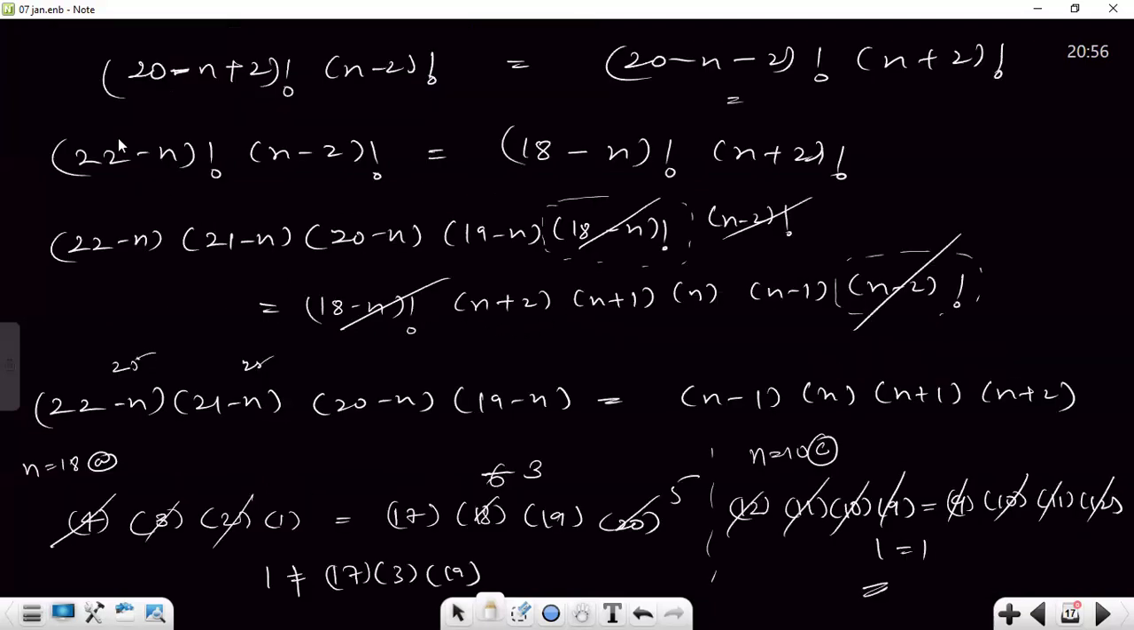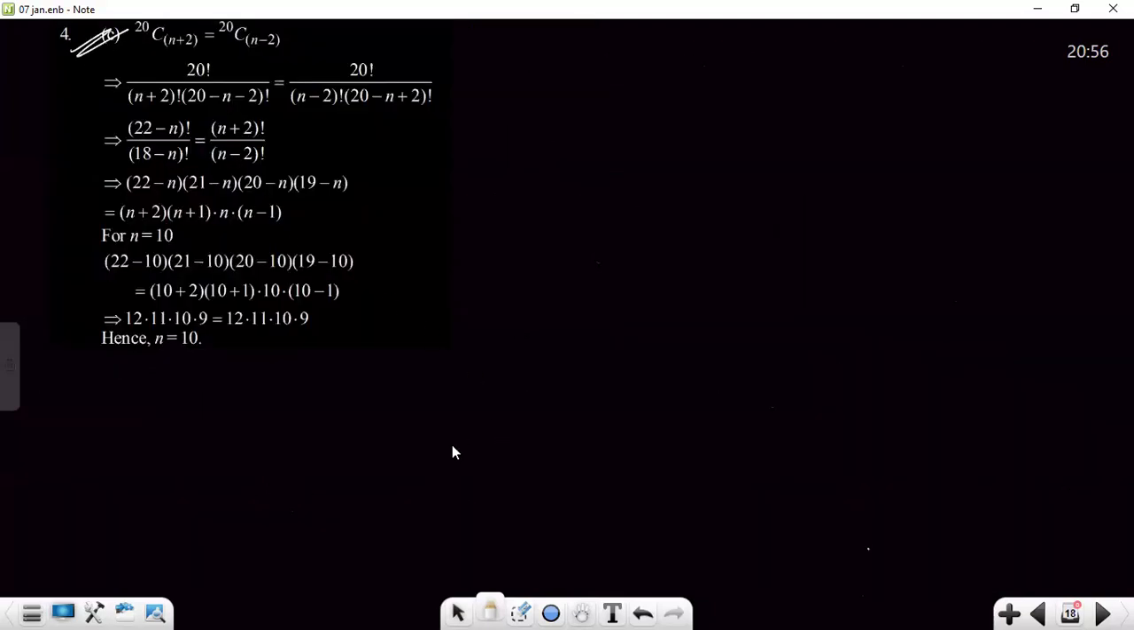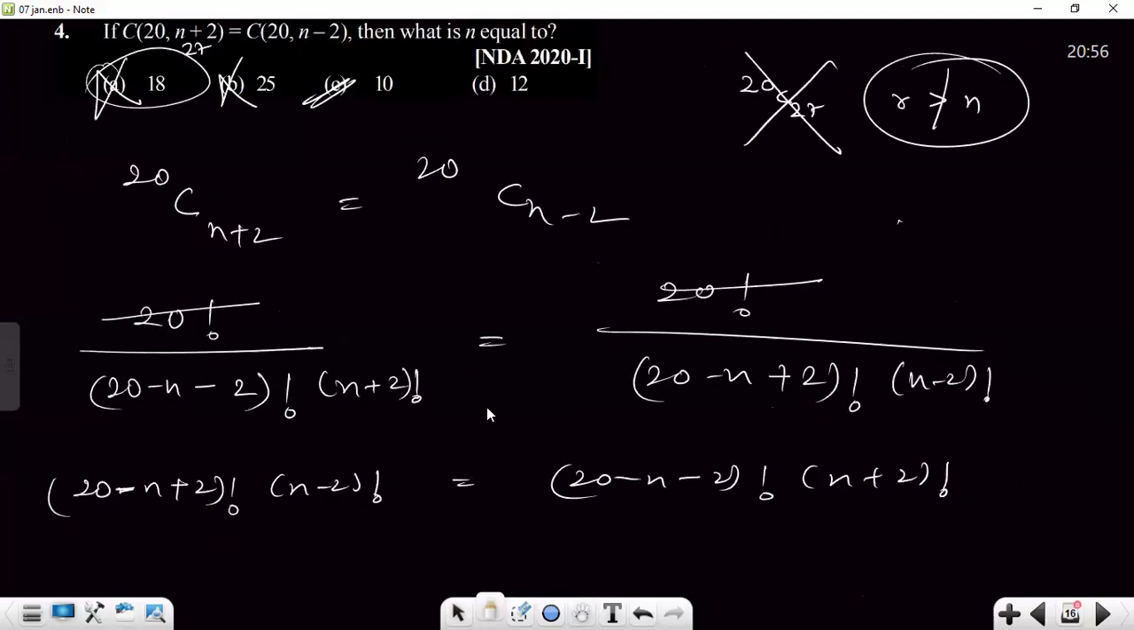So by hitting and trying, we are able to find the correct answer. Is there any doubt, anyone?